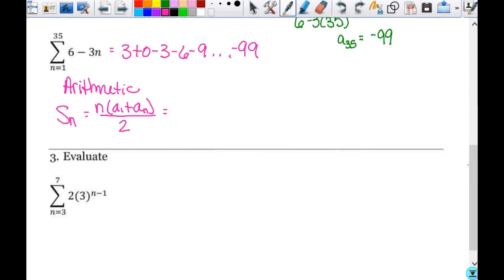How many terms do I have? 35. Okay, so n is 35. I want the sum of the 35 terms. So n is 35, right, times 3 plus a negative 99, or minus 99, either way, all over 2. Yes, sir?